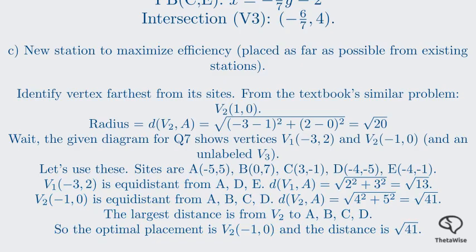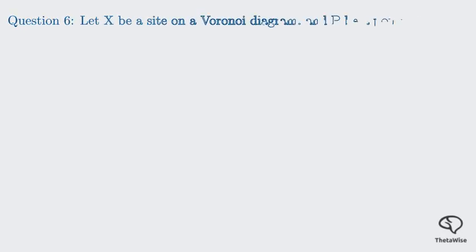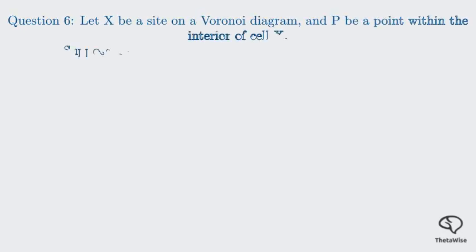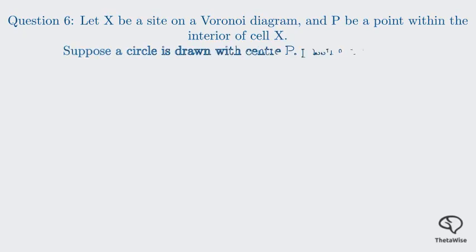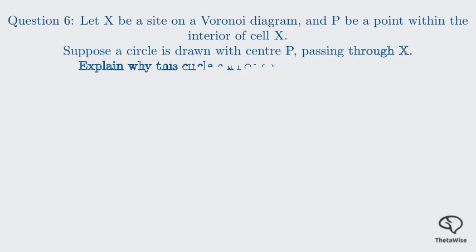The logic remains the same. The optimal location is at the Voronoi vertex that maximizes the distance to its nearest sites. Our final practice problem is a conceptual one, asking you to explain a key property of Voronoi diagrams using circles. The question is this. Let X be a site in a Voronoi diagram, and P be a point within its interior cell. If you draw a circle with center P that passes through X, why can this circle not contain any other sites?